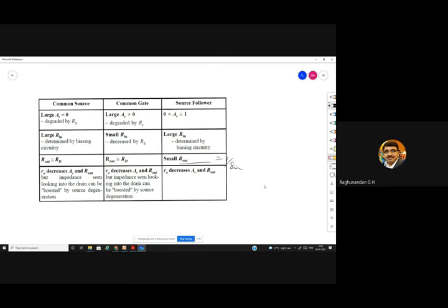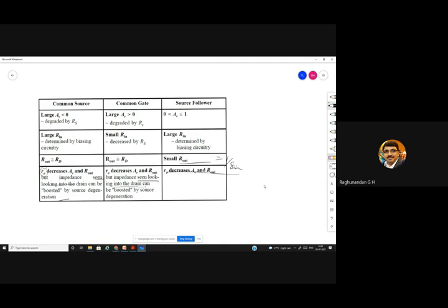Ro decreases Av and Rout, so the internal output resistance will decrease the terminal voltage gain and Rout. And here also Ro decreases Av and Rout. Here also it is going to decrease. And I was telling about the impedance seen looking into the drain. Whenever you take looking in, it is with respect to the input impedance. So the impedance seen looking into the drain can be boosted by source degeneration.